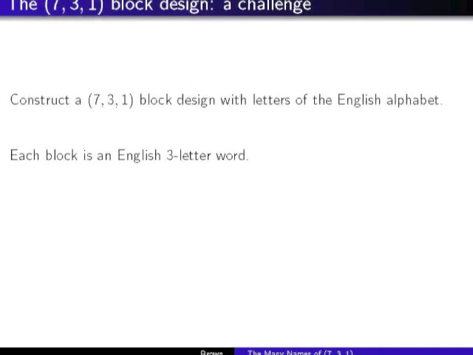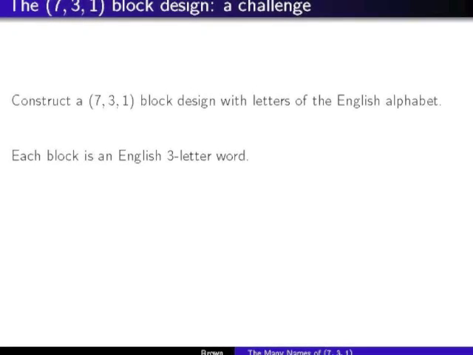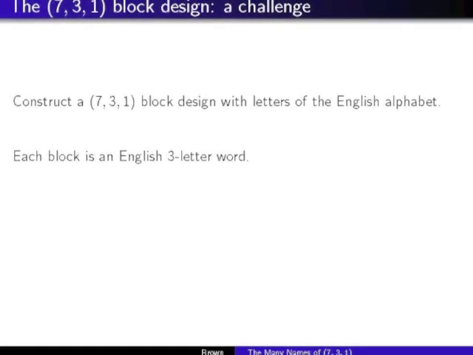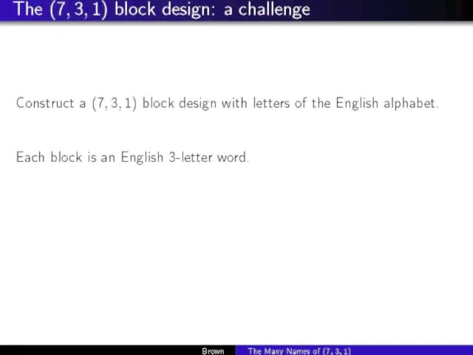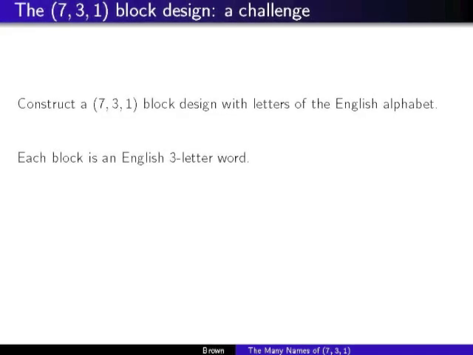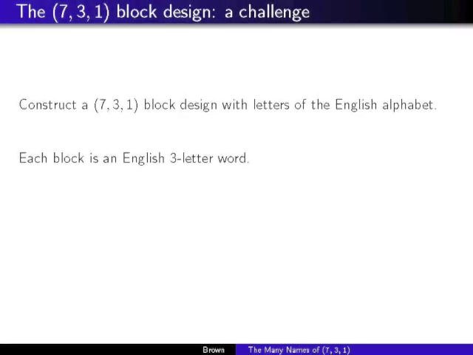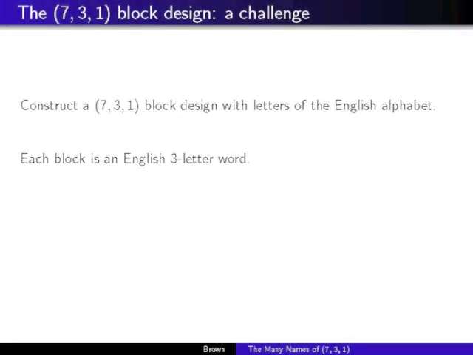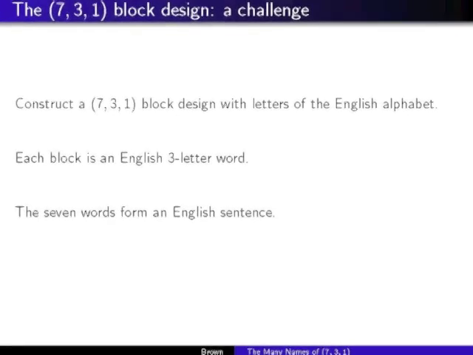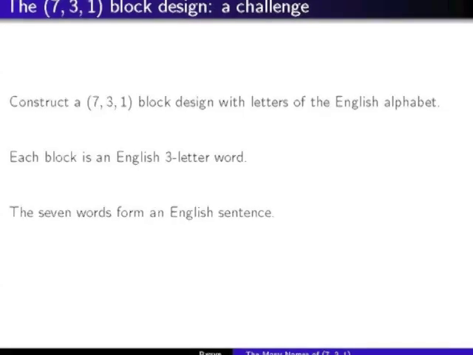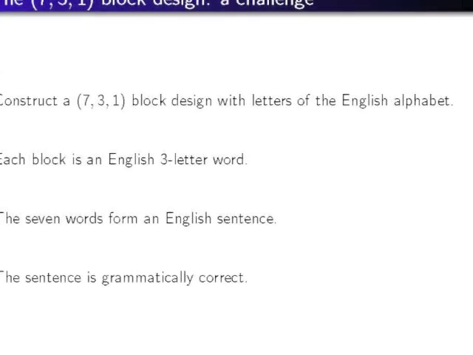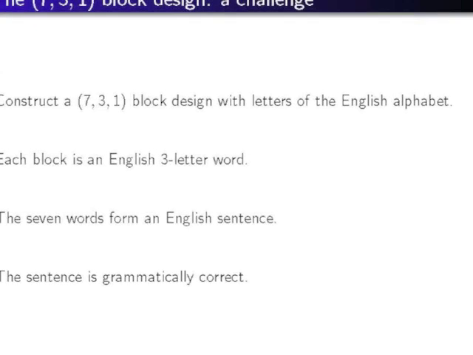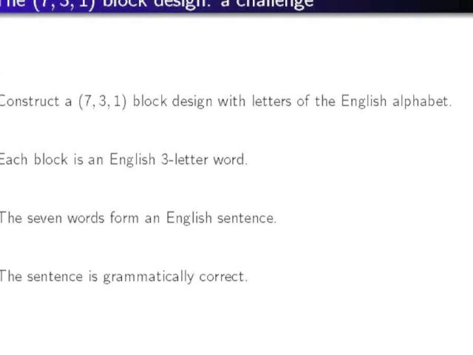You know what's coming? Anybody guess? Well, that's right. So you have a 731 block design, which means each pair of letters is only in one word. And seven words form an English sentence. On top of all of that, it's a grammatically correct English sentence. Anybody can form an English sentence.